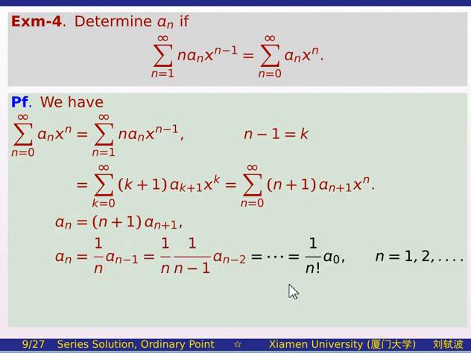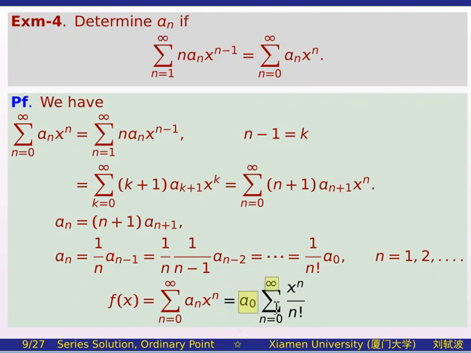So apply this again and again. Finally, we will obtain the 1 over n factorial and a0. So this is the formula for an. Substituting the result of an into our power series, suppose the sum of the power series is f(x). So f(x) is the sum of an x^n, n from 0 to infinity, and an is given by this formula.